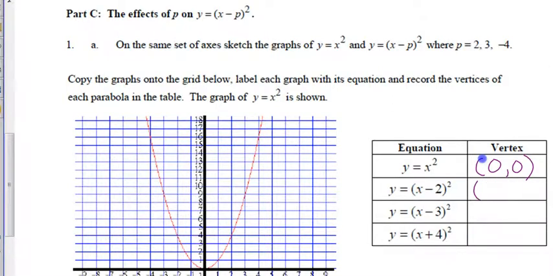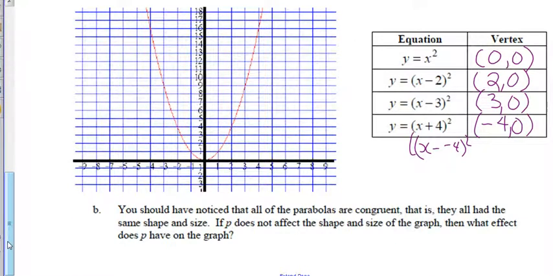Just checking. 2, 0. Where is (x minus 3) quantity squared? 3, 0. Where is (x plus 4) squared? Negative 4, 0, right? Or this is x minus negative 4 squared, right?